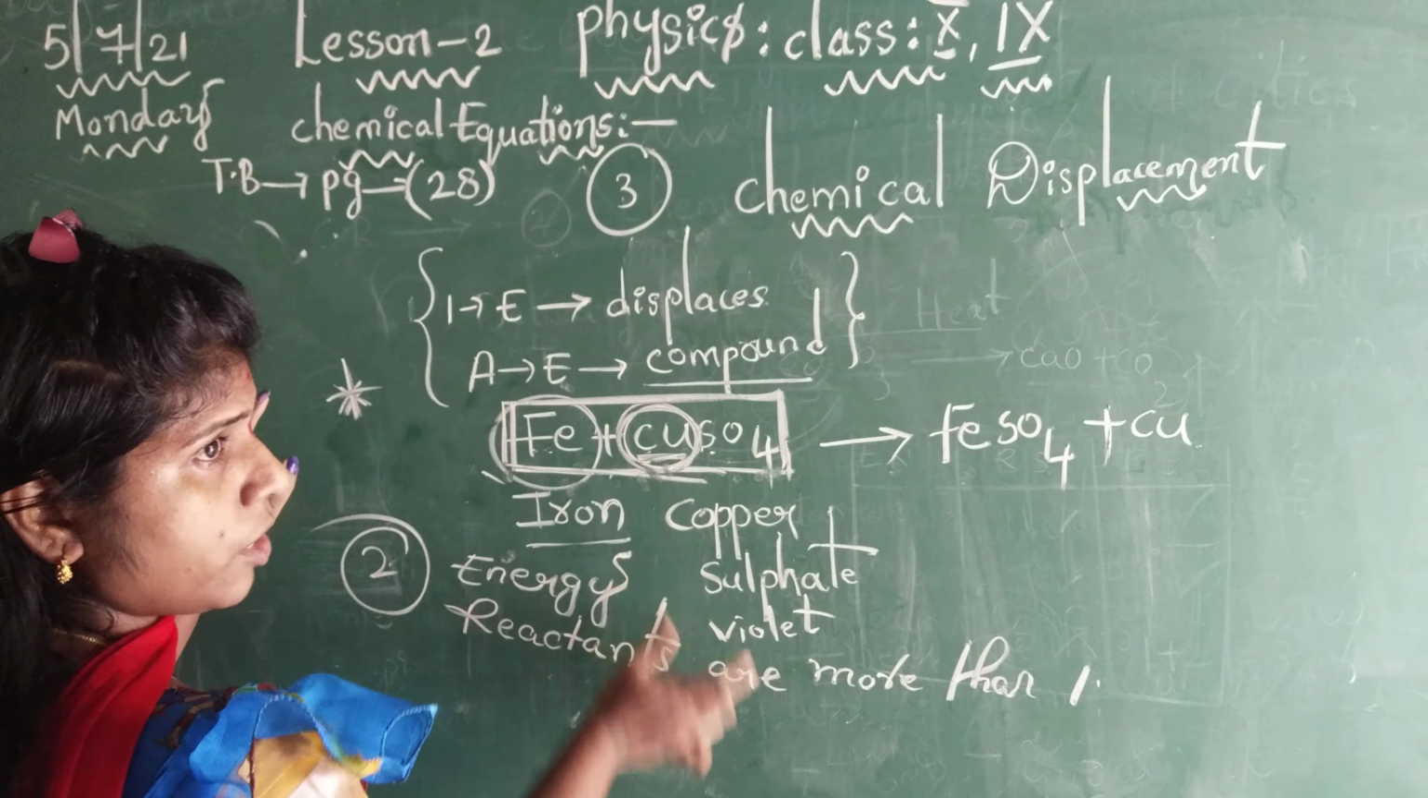So reactants are more than one. Products also, two or more substances, we have the chance of seeing in the chemical displacement. Is it clear now? I will explain the activity now.